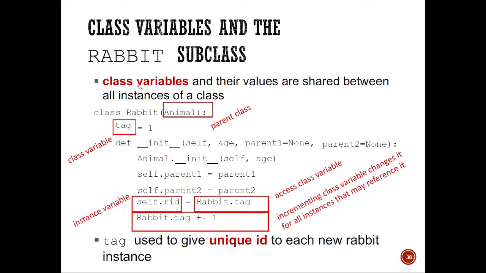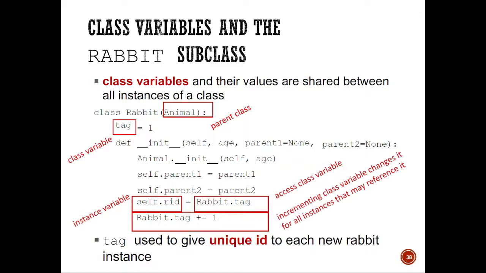So note that we can actually even define class variables, and the values of these variables are shared between all instances of a class. So for example, if we define a class rabbit to be a subclass or a child class of the parent class animal, and define a variable called tag with a value of 1, and then we're defining an initialize method. Here, for example, we can define an attribute rid to be the value of rabbit.tag, and then increment it by 1. So if we do this, it actually increments the class variable and changes it for all instances that may reference it.